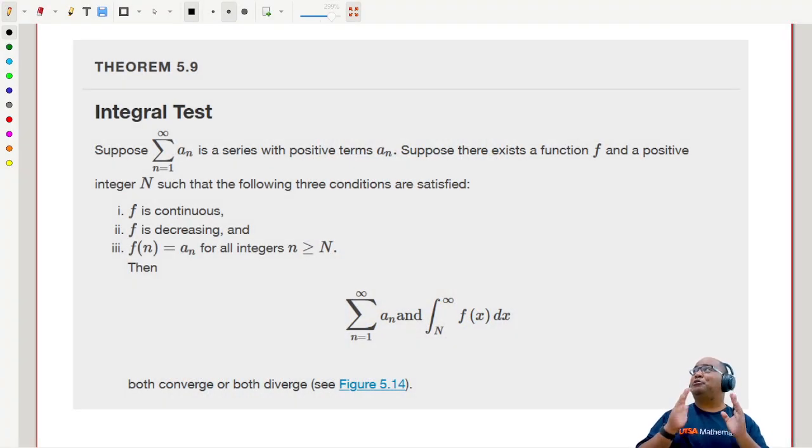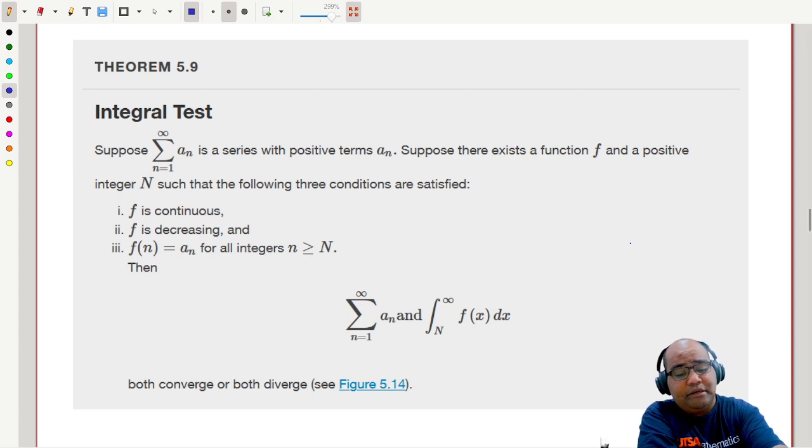So we're just going to go ahead and start with the theorem here. This is straight off the text. We have the integral test. Let's suppose I have some infinite series, say a sum starting from n equals 1 to infinity. I don't have to start at 1, but possibly at 1. I have a series with some positive terms, a_n. That means a_n is positive for each n.